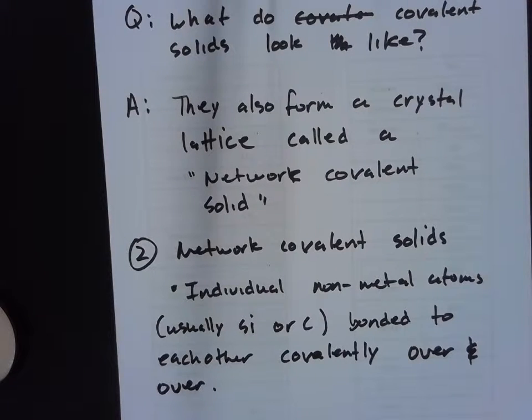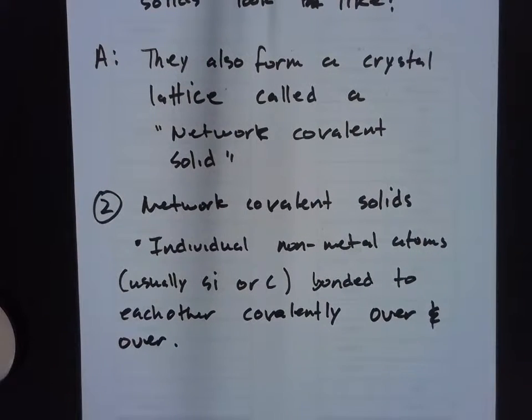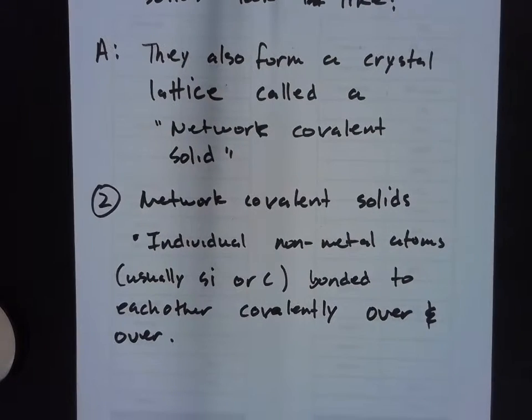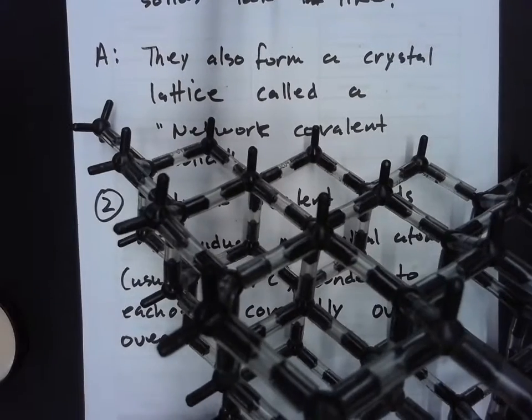Now let's think about this. Why is it normally silicon or carbon? Well, the answer is because they're the ones that have the most bonding sites. Silicon and carbon. Okay? So let's look at an example. This would be carbon bonded to itself over and over again.